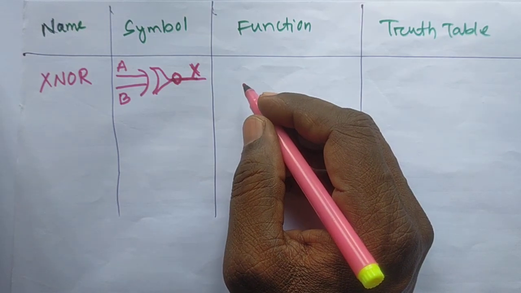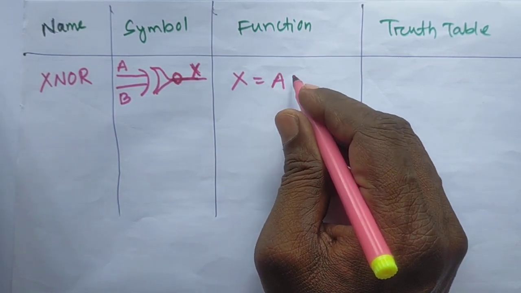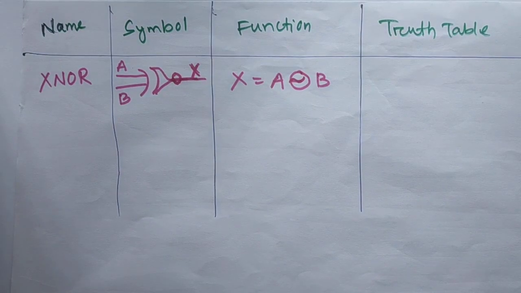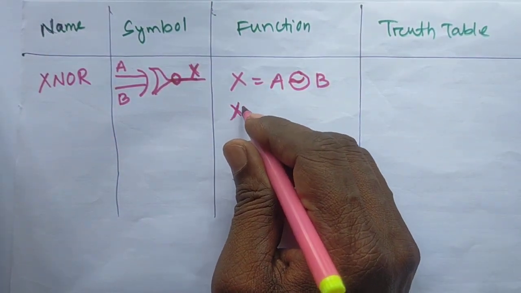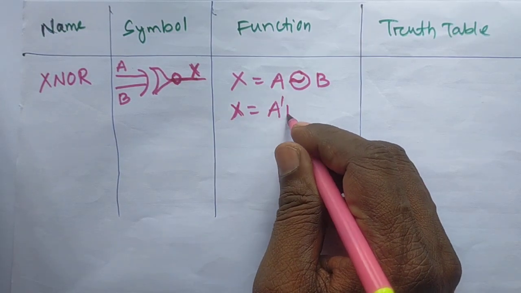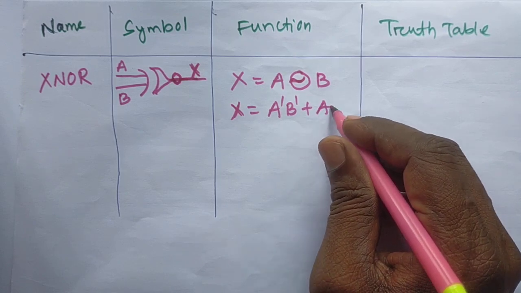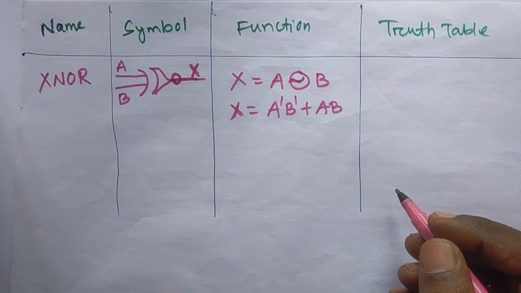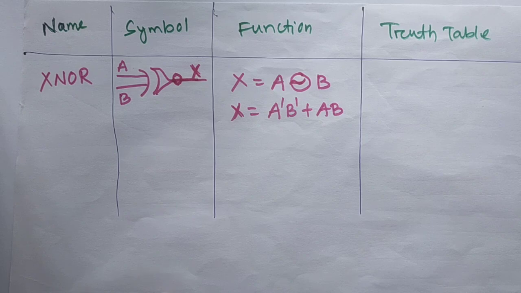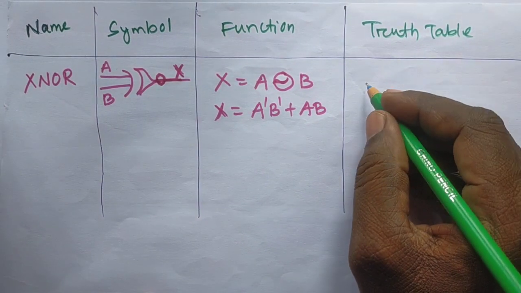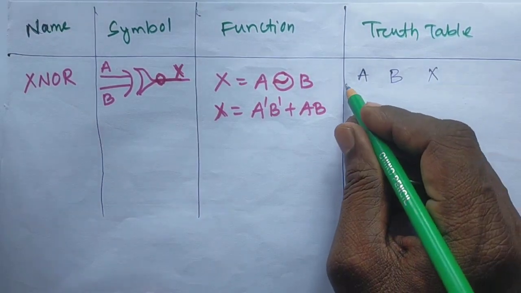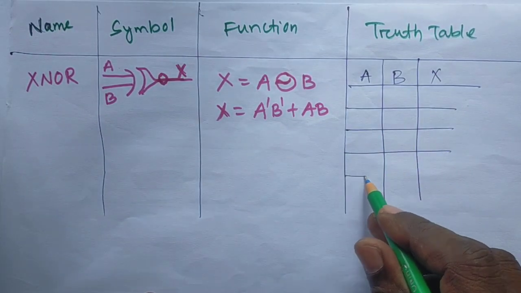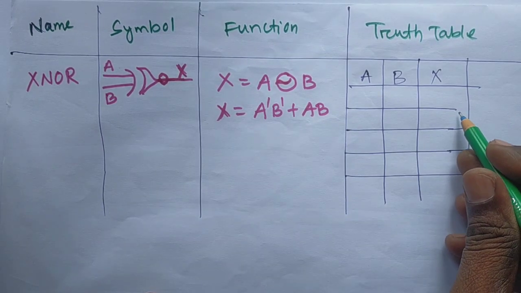X is equal to A with the XNOR symbol. Another way to define it is A complement B complement plus AB, that is X. In this way we define it. The truth table is also defined accordingly, in a very simple way, with columns A, B and X.